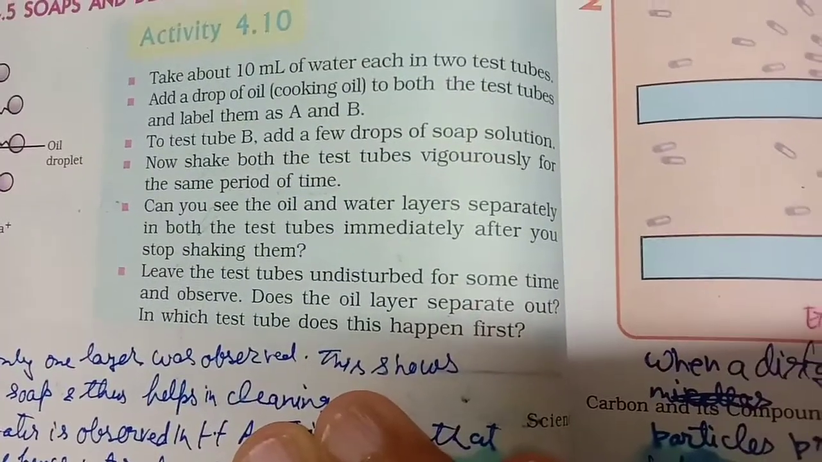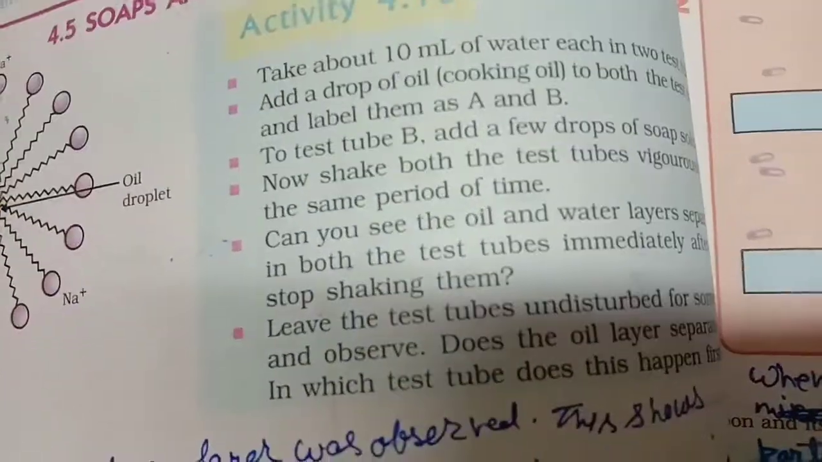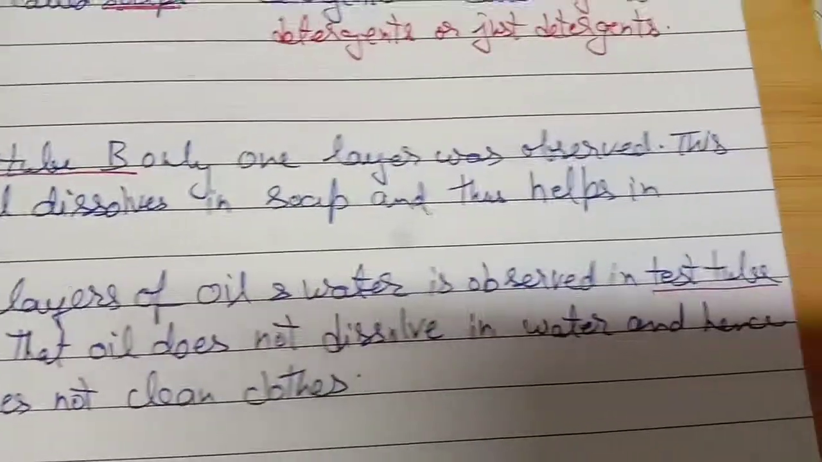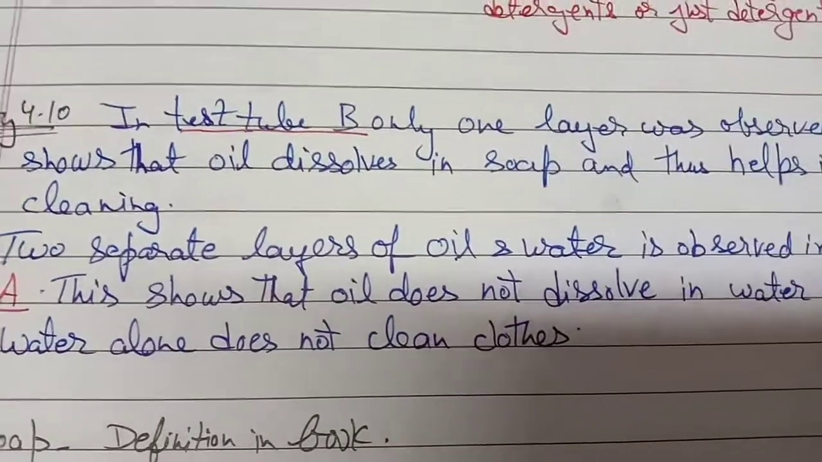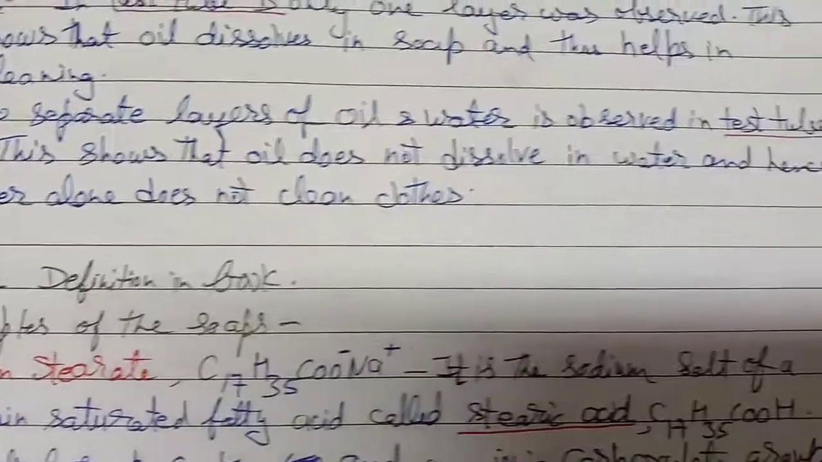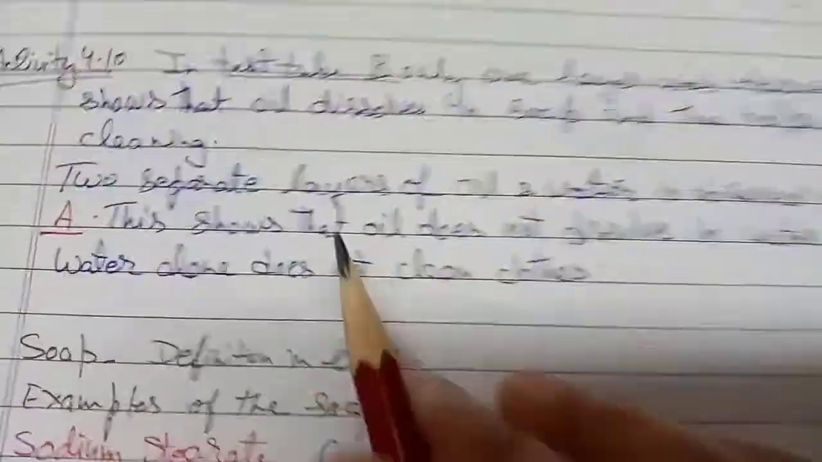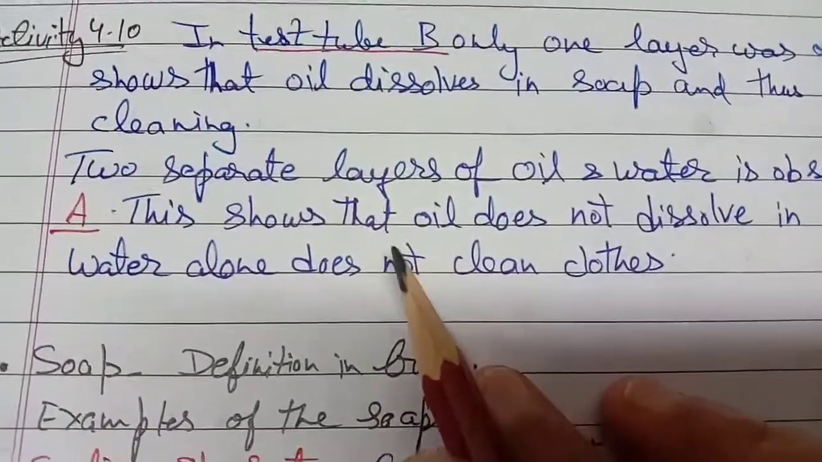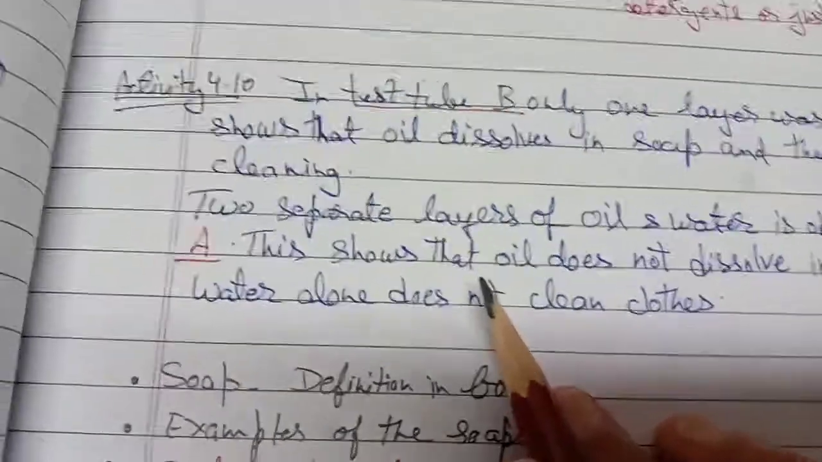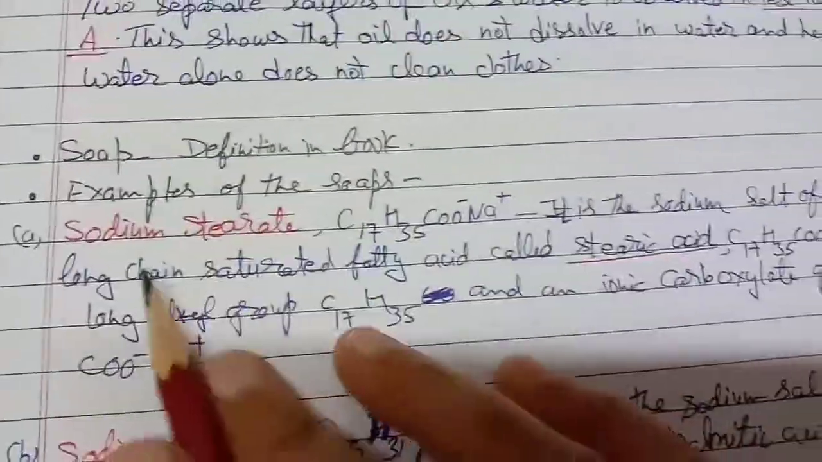In test tube B, because you have added soap, different layers of oil and water will not be there. So I have written that in test tube B only one layer was observed. This shows that oil dissolves in soap and thus helps in cleansing. Two separate layers of oil and water are observed in test tube A. This shows that oil does not dissolve in water, and hence water alone does not clean clothes. If you want to remove dirt and oil, you have to add soap. Otherwise, water alone will not clean your clothes. It will not remove that.